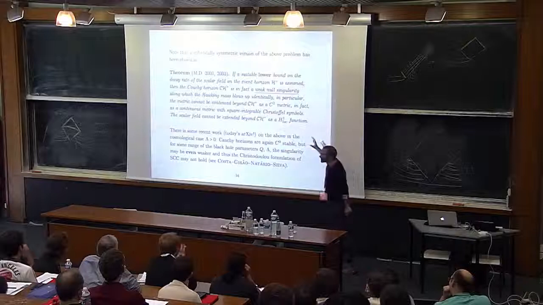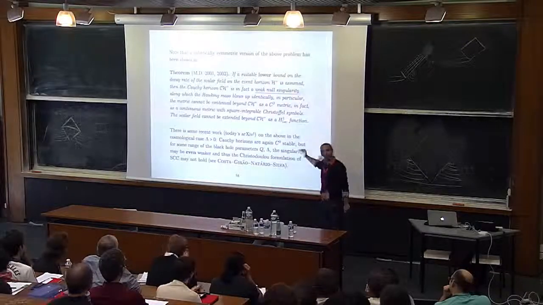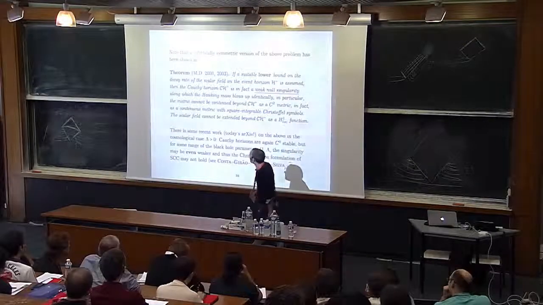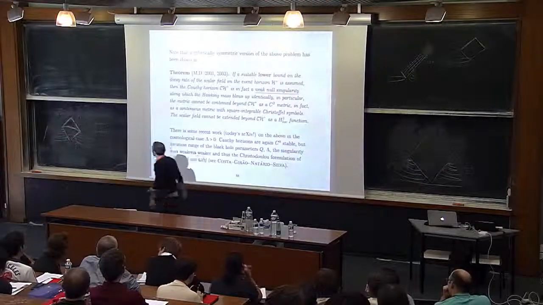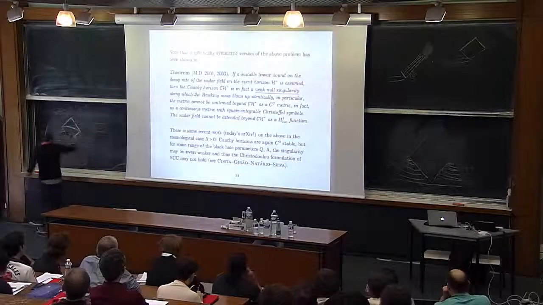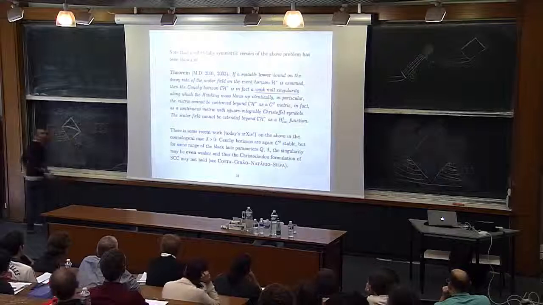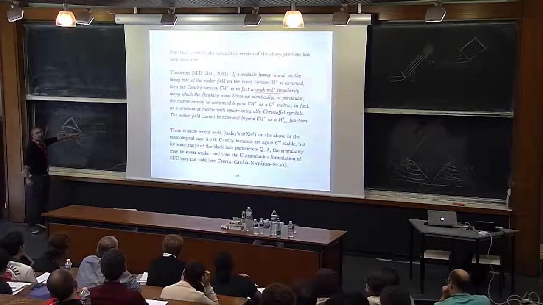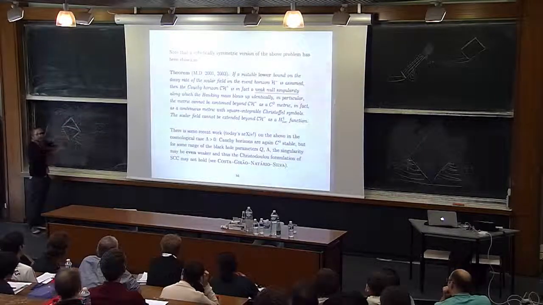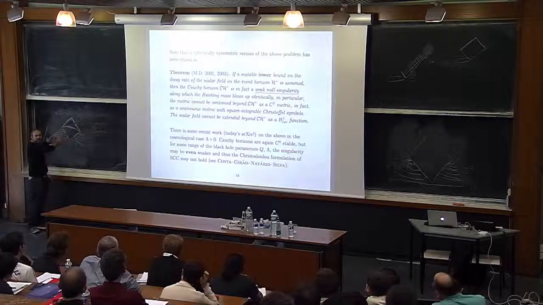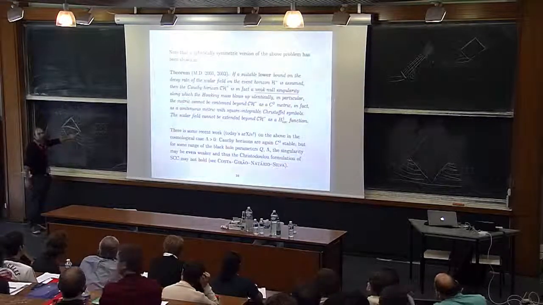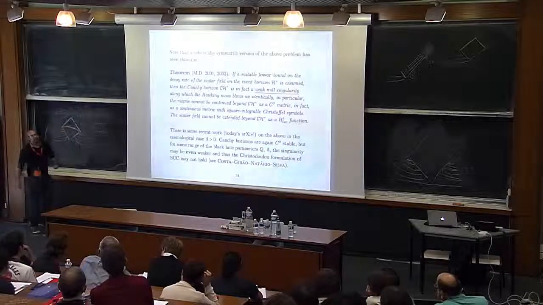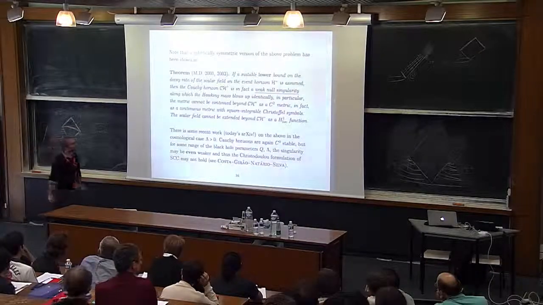Again, it's not completely satisfactory, in that the result says the following: if you give me a polynomial lower bound on the decay rate of a scalar field, so this toy model is Einstein gravity coupled to a scalar field, if you give me that lower bound, then I can prove exactly this inextendability statement.